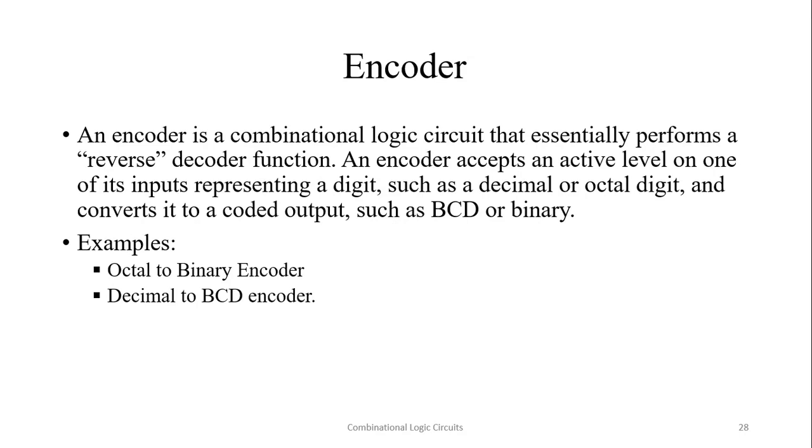Encoder. An encoder is a combinational logic circuit that essentially performs the reverse decoder function. It implements the reverse process of a decoder. An encoder accepts an active level on one of its inputs, representing a digit such as a decimal or octal digit, and converts it to a coded output. So at the output we have a code, and at the input we have symbols. In a decoder, at the input we have a code, and at the output we have digits or symbols. Examples: octal to binary encoder and decimal to BCD encoder.